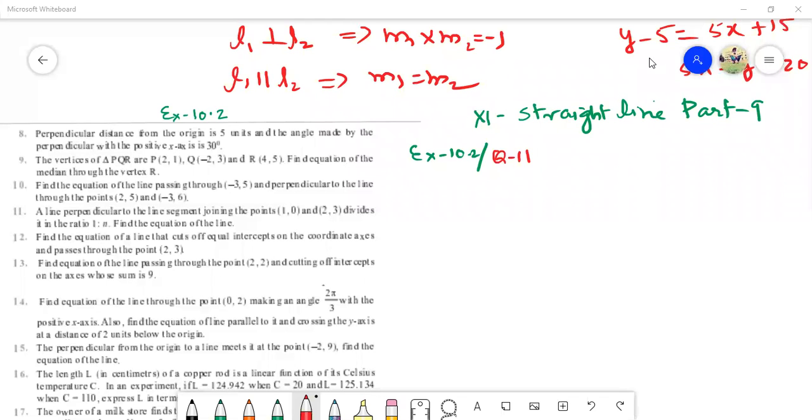Straight line, part 9, question number 11, 10.2. Question number 11 is this one: a perpendicular to the line segment joining the points divides in the ratio. It means a line segment joining the points.